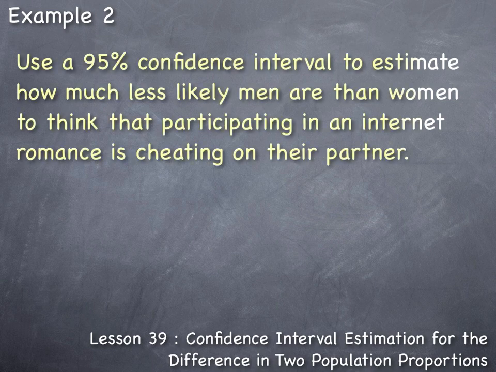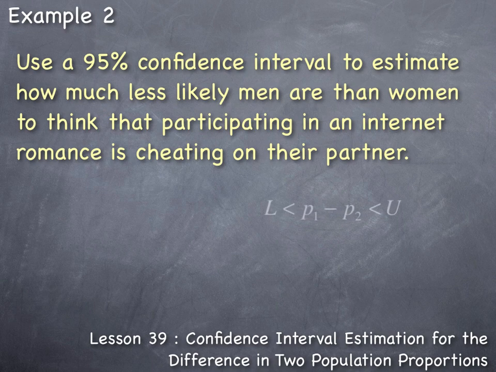So in this example, we want to use a 95% confidence interval. So we'll be constructing a confidence interval using the customary 95% or 0.95 confidence level to estimate how much less likely. Now, likelihood is a probability, and probabilities take on the form of proportions. So here we're estimating a proportion that men, which is one population, are than women, a second population. So this is estimating the difference between two population proportions, P1 and P2.